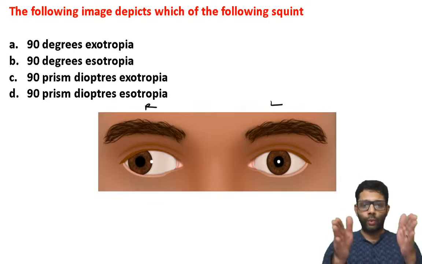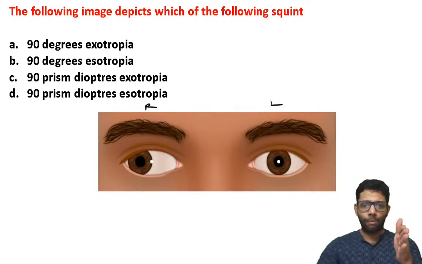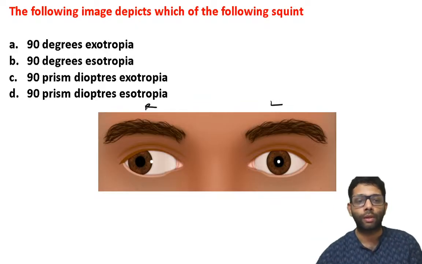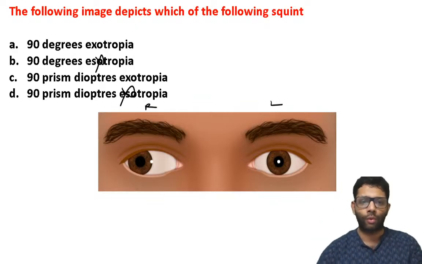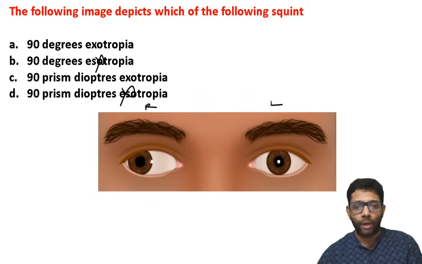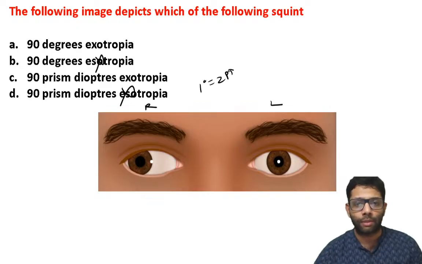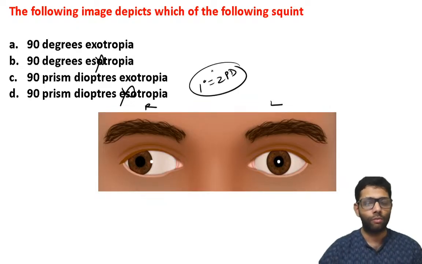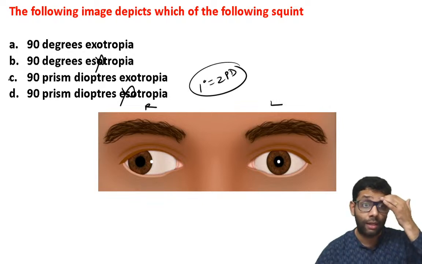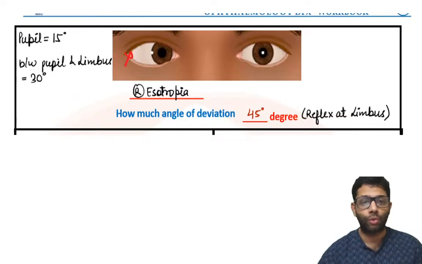So eye outside is known as exo. In squint, eye inside is known as eso, outside exo, hyper up, hypo down. So this is exotropia. So eso is out of question. Now the thing is, how much degree or prism diopter? When the reflex is at the limbus, corneoscleral junction, that is 45 degrees of squint. 1 degree equals 2 prism diopters. So 45 degrees equals 90 prism diopters. Exotropia is the answer.